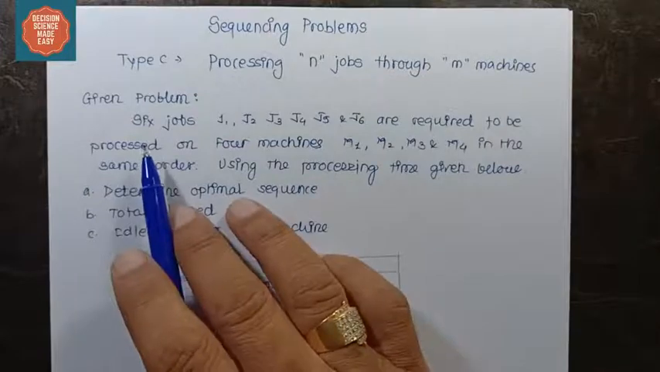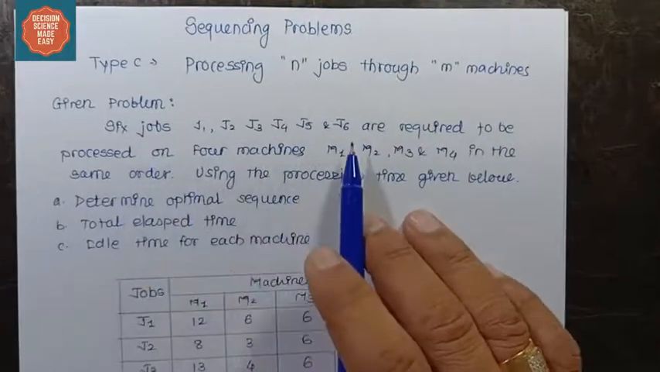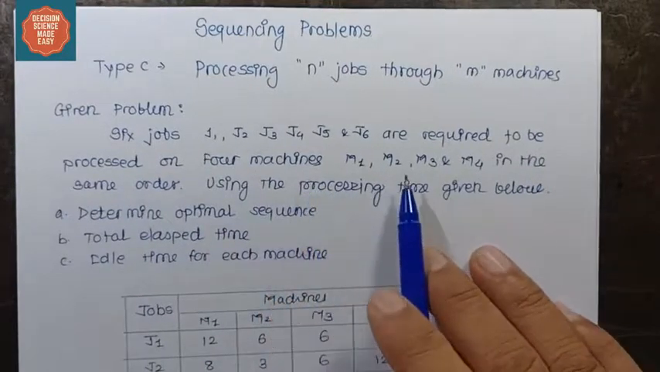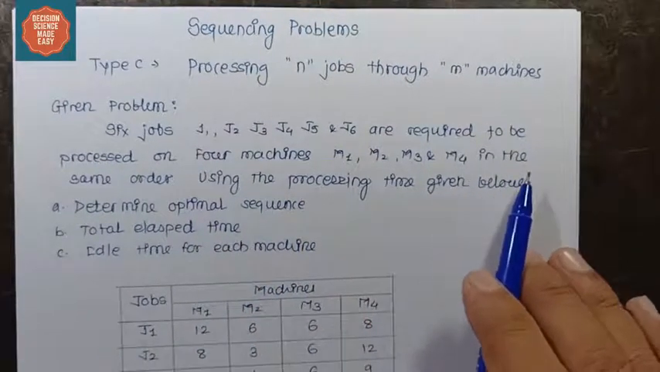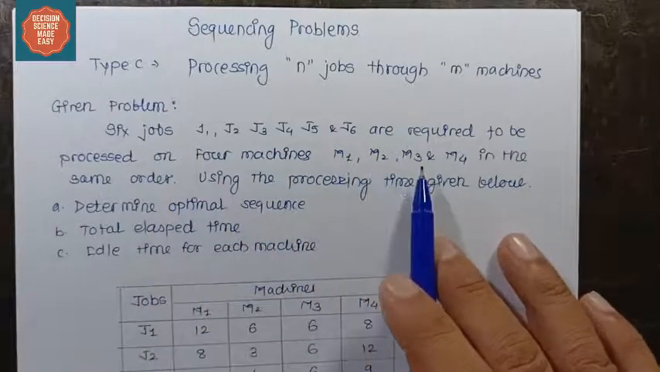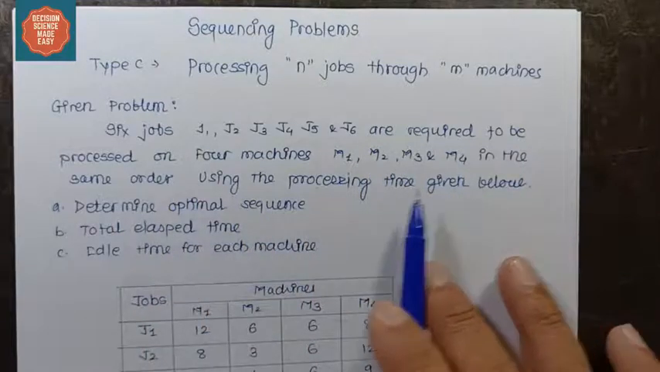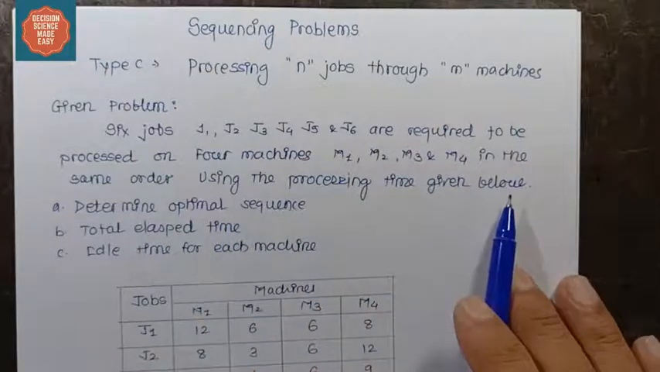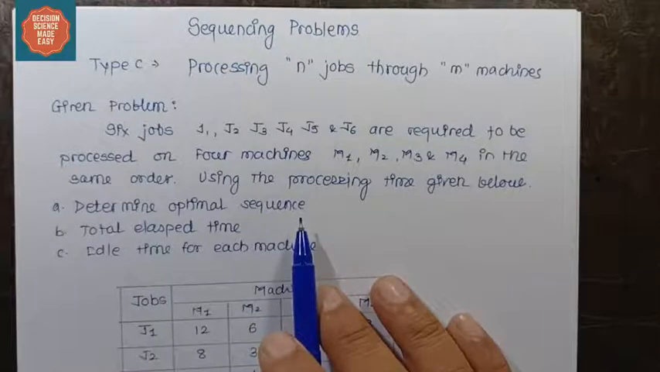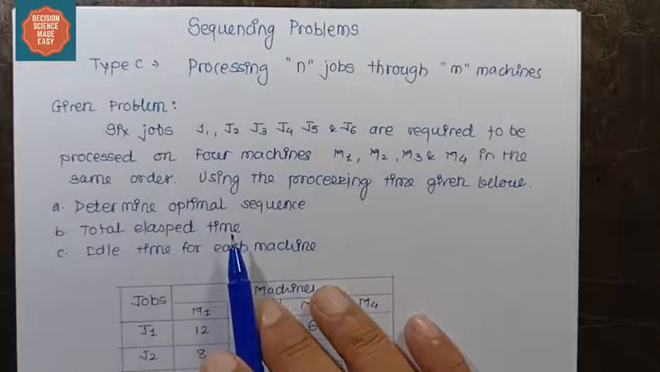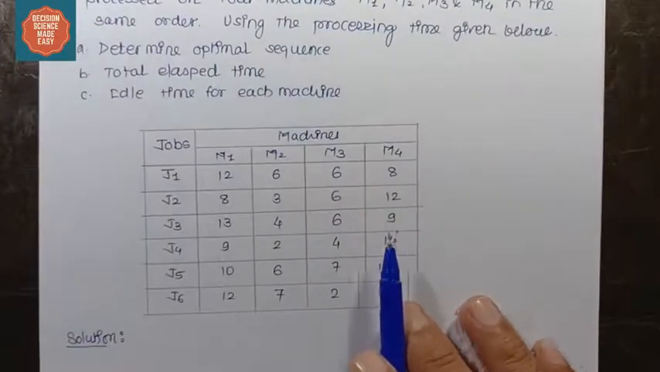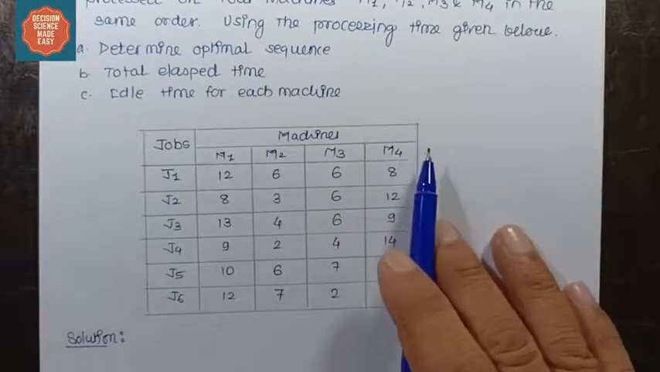Let's see an example. 6 jobs J1, J2 up to J6 are required to be processed on 4 machines M1, M2, M3 and M4 in the same order. That is, M1 to be followed by M2, M3 and then followed by M4. Using the processing times given in the table below, determine first the optimal sequence, second the total elapsed time and the idle time for each machine. This is the problem which is given to us, wherein these are the jobs and these are the machines.